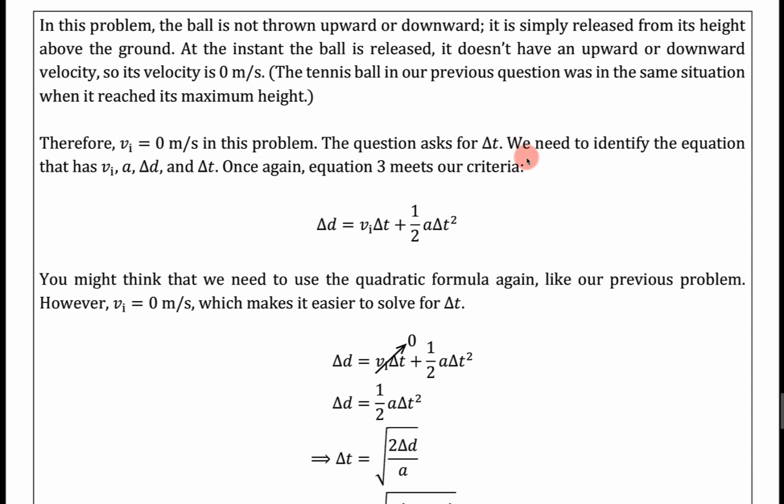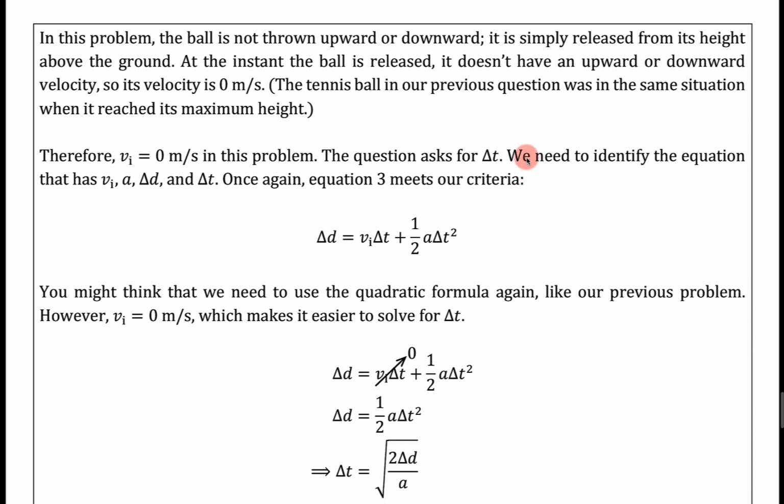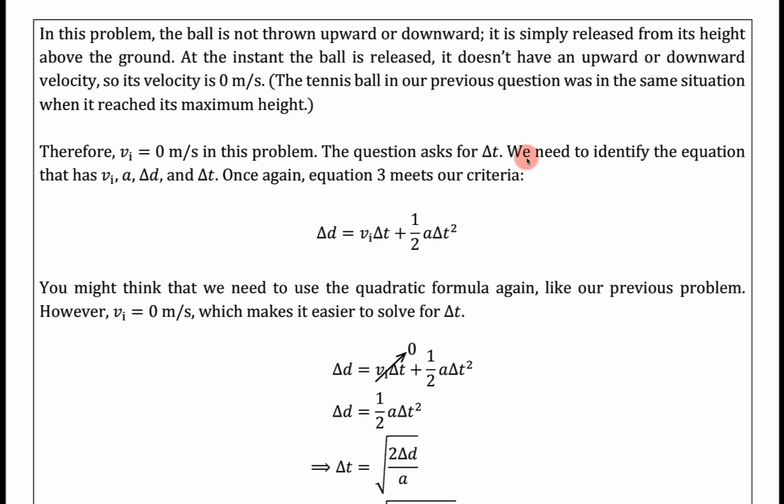Well, the key to solving this problem is to just note that the ball is not thrown upward or downward. It doesn't say in this question that the ball is thrown up or down. It just says that it's dropped. So it's just basically released from its height above the ground. And here's the thing. If you aren't throwing the ball up or down, it will actually have a velocity of 0 meters per second at the instant that it is released.